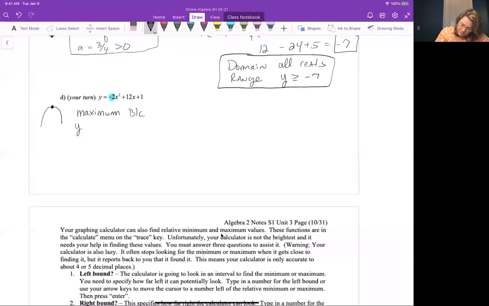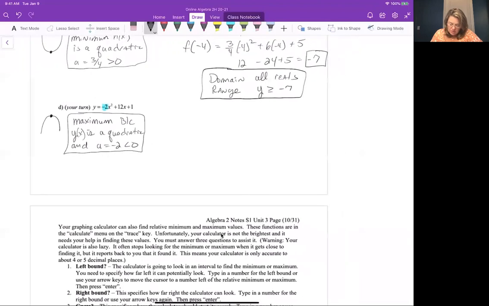y of x is a quadratic and a equals negative 2, which is less than 0. You have now justified it. You can probably be guaranteed that's going to be one of your test questions that you have to answer.